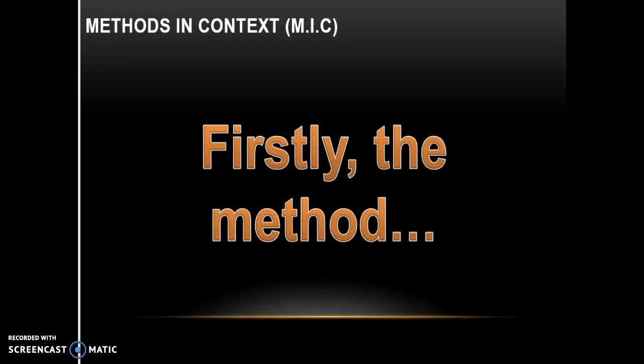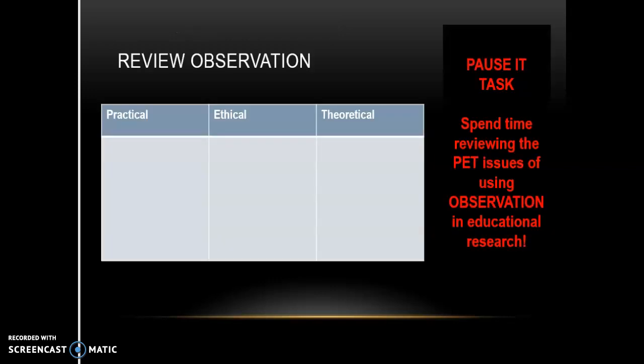So firstly, let's consider the method. In this case, it is observation. So you've got a pause it task. I want you to spend a little bit of time reviewing the PET, the practical, ethical, theoretical issues of using observation in educational research. When you're ready, join back in.